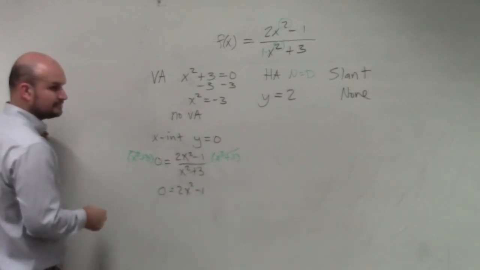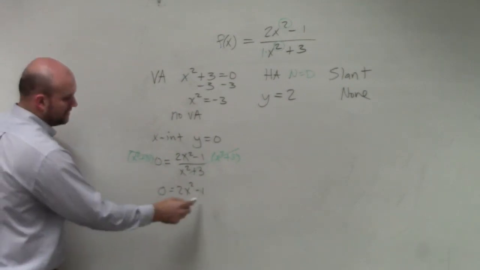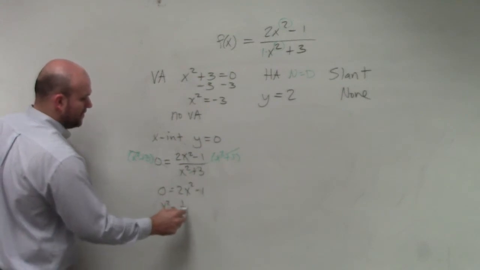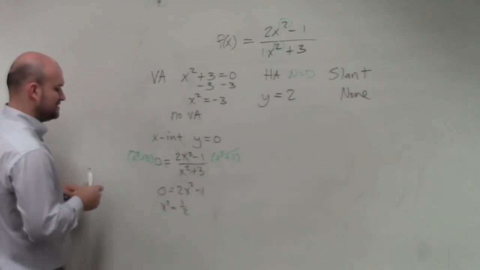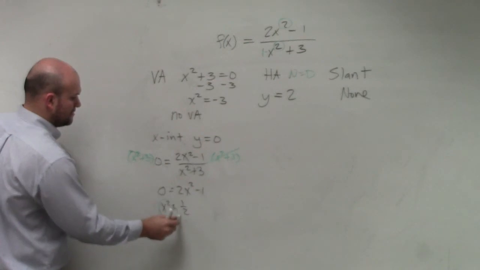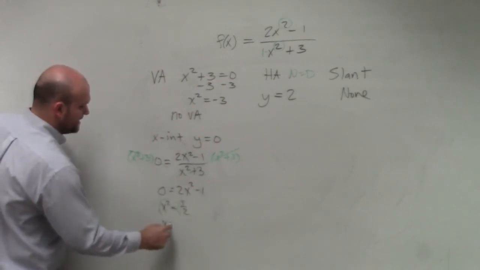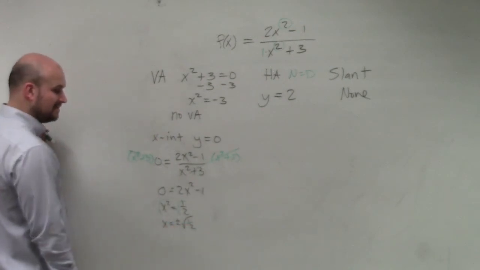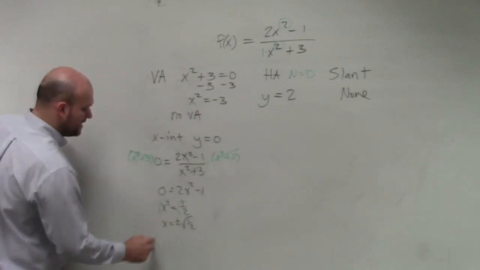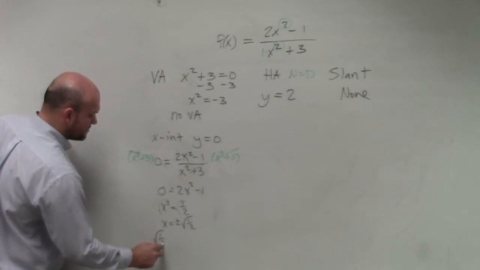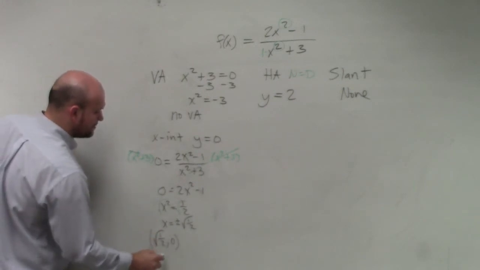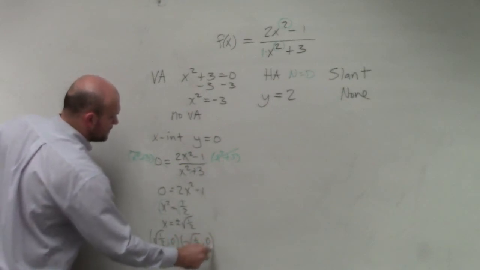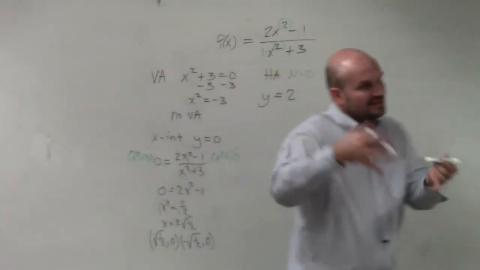Minus 1. So then you add 1, divide by 2. So you'd have x squared equals 1/2. Then you take the square root. So I'd say x equals plus or minus the square root of 1/2. That cannot be reduced, so we'll leave it like that. The x-intercepts would be written as the positive and the negative square root. But remember, they're the x coordinate, then 0.